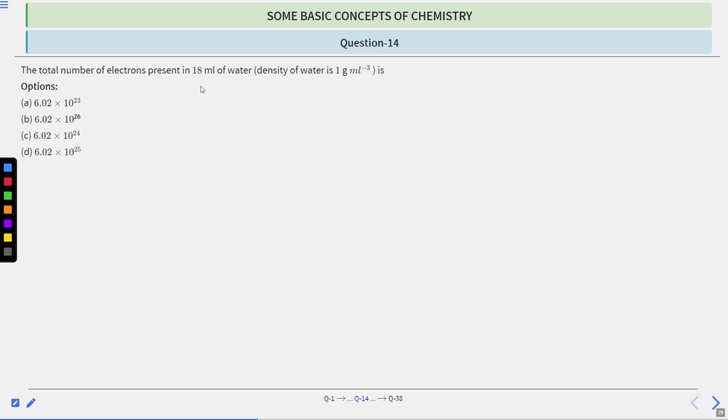The total number of electrons present in 18 ml of water is, the density of water is given. The options are 6.02 into 10 to the power 23, B is the same, C option will be 6.02 into 10 to the power 24, D option will be 6.02 into 10 to the power 25. Okay, you have 10 seconds to solve this question by yourself. After that, we will solve this question.